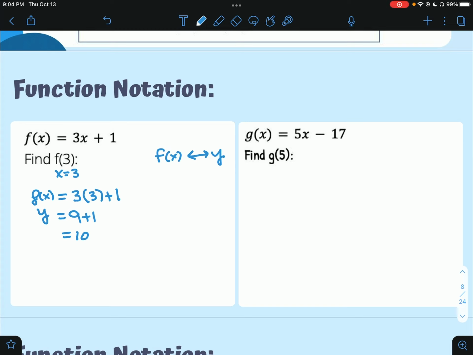So if we move on to our next one, we have g of x is equal to 5x minus 7. Well, g of 5 is equal to 5 times 5 minus 17. I think I said 7 earlier. That's obviously 17. Well, 5 times 5 is 25. 25 minus 17. Go ahead, feel free to type that into your calculator, but you should get 8.